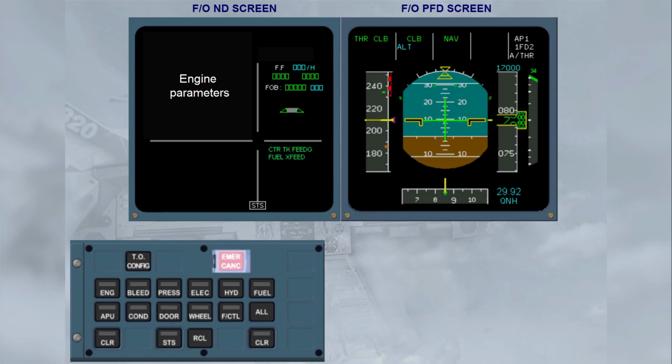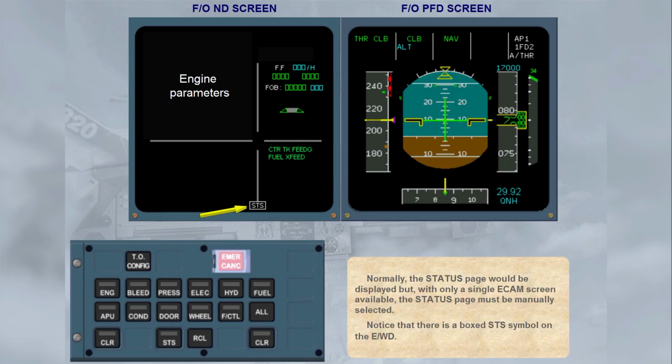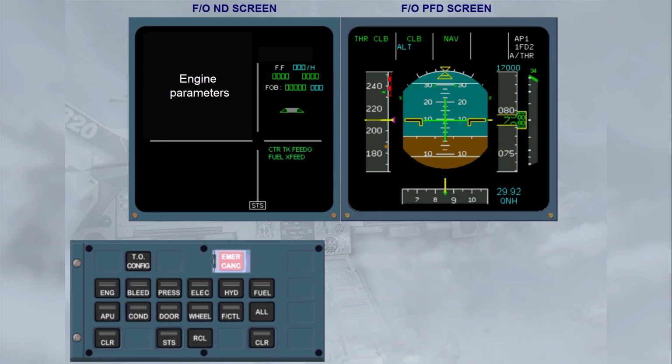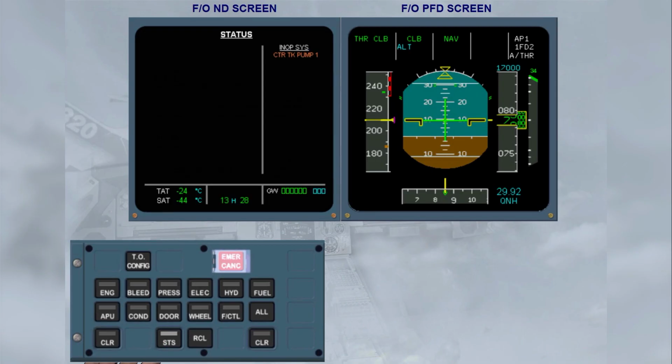Normally, the status page would be displayed, but with only a single ECAM screen available, the status page must be manually selected. Notice that there is a boxed status symbol on the engine warning display. The status key should be held down and the status page reviewed. The status page can be displayed for up to 3 minutes before an automatic return to the engine warning display occurs.